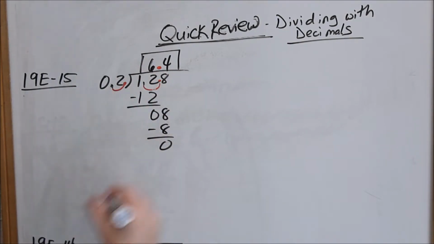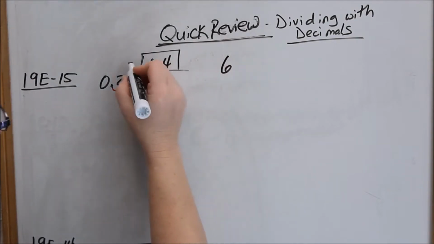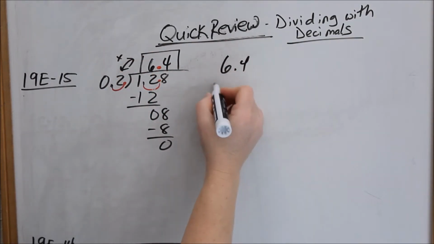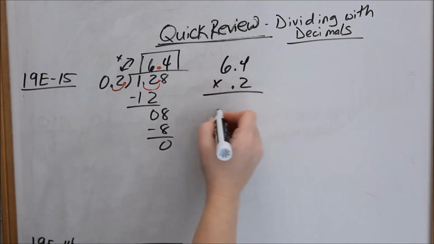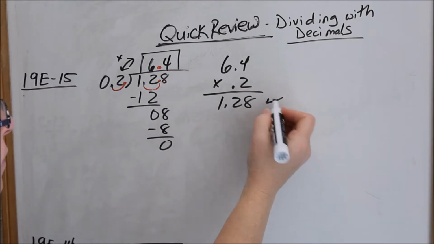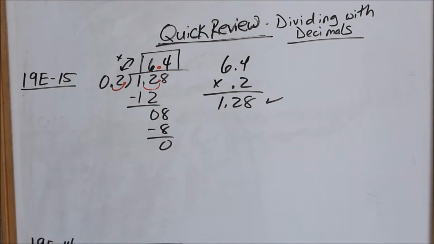You can go back and check yourself. If you use your calculator to multiply these two things together to check, 6.4 times the original 0.2 will give you 1.28, which you had under the house, and it does check. It doesn't ask you to check it. I'm just telling you that's a quick way to check.